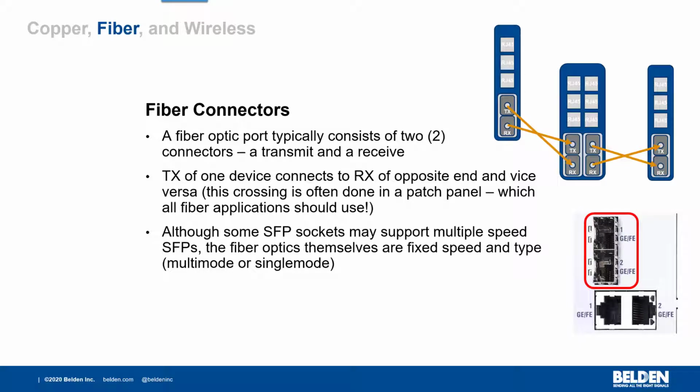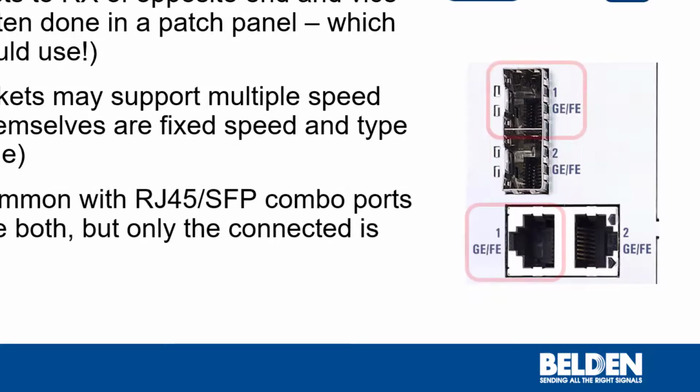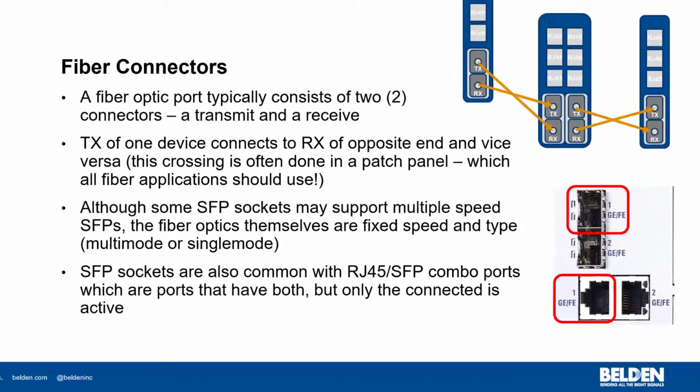Though some SFP sockets may support dual speeds, the optics themselves are fixed speed and type. So if you have a SFP socket as shown here, that indicates that it supports both fast Ethernet or gigabit SFPs. It is the SFP that will drive the speed as well as the type of fiber that is then supported. There are also things called combo ports. A combo port is a combination SFP and RJ45. The one that is utilized will then dictate what that combo port is, typically with the SFP overriding the RJ45.